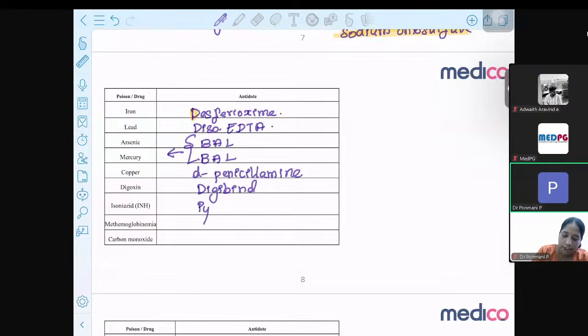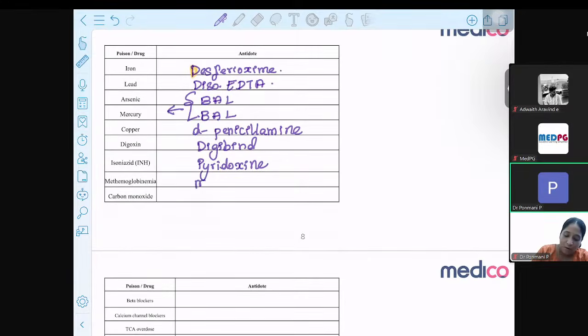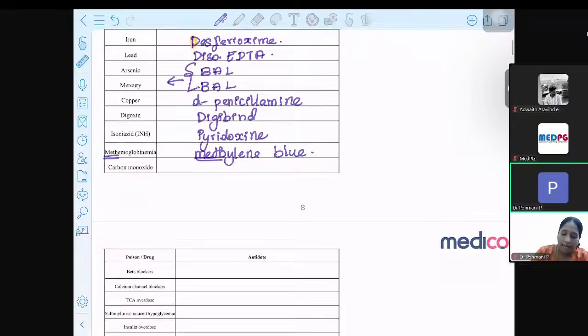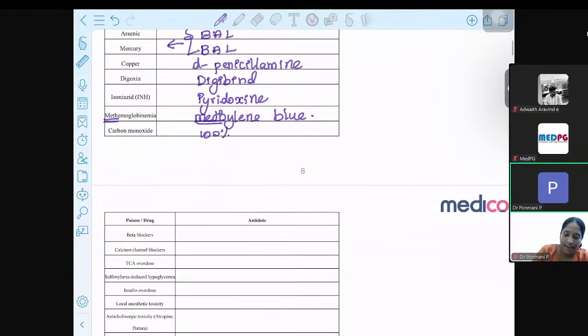For INH, you're going to give pyridoxine because INH is going to cause peripheral neuropathy, and we are going to treat this by giving pyridoxine. And for methemoglobinemia, you have methylene blue. So you can remember like that, both start with meth. Okay. And for carbon monoxide, it is going to be 100% oxygen, which is otherwise called hyperbaric oxygen.